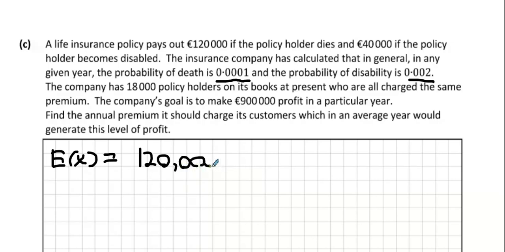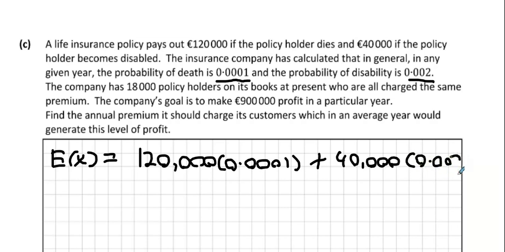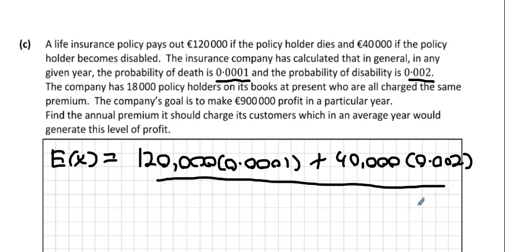which is how much our customers are going to cost us. So it's 120,000 multiplied by 0.0001 plus 40,000 multiplied by 0.002. Okay. And when we put this into our calculator, we get €92.